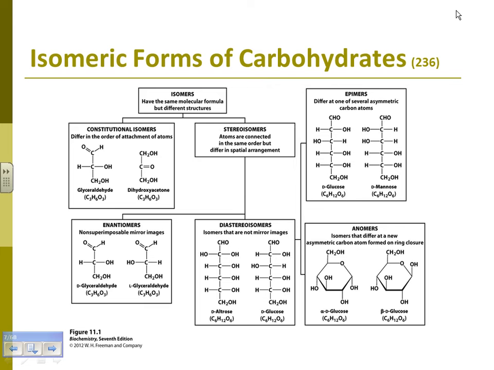So this usually comes up on quiz questions. I would just know the difference in how to identify these. Constitutional isomers are totally different. They have the same exact formula, but the structure is totally different. Epimers are just one carbon difference. So glucose and mannose are epimers. Lactose is another one in there, but we'll look at that in a minute.